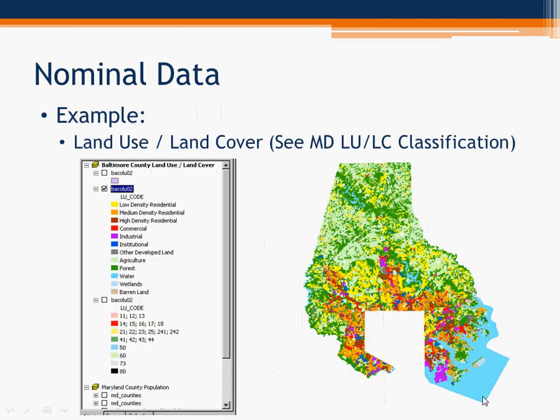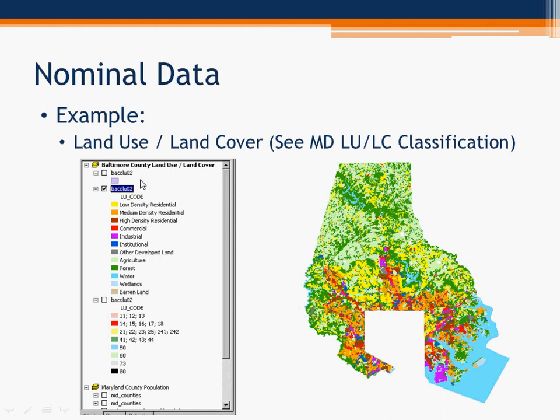So I've got a couple of screenshots here, and you'll notice that I say land use land cover, and see the Maryland land use land cover, or LULC, classification, so that it makes sense what a lot of these numbers mean. So what we'll do is look at these couple of screenshots here, and then I'll just jump out of the document and talk about what I mean for the Maryland land use land cover classification.